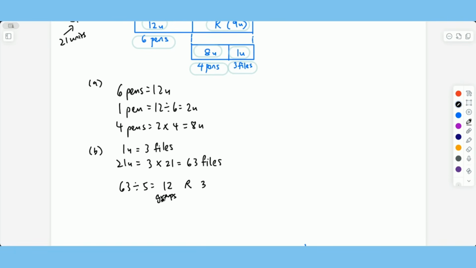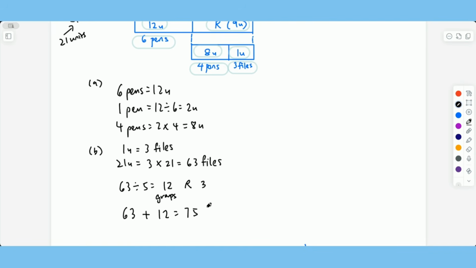And for every one of these groups, he gets 1 additional file. Hence, the total number of files that he will get will be the 63 that he bought plus 12 additional files, 1 file per group. And the final answer is 75.